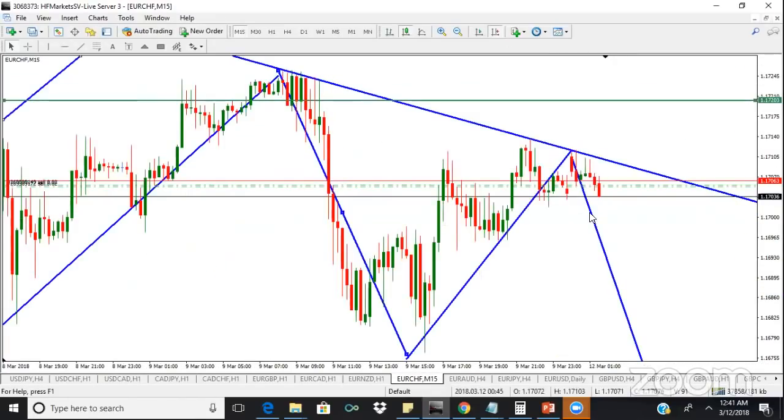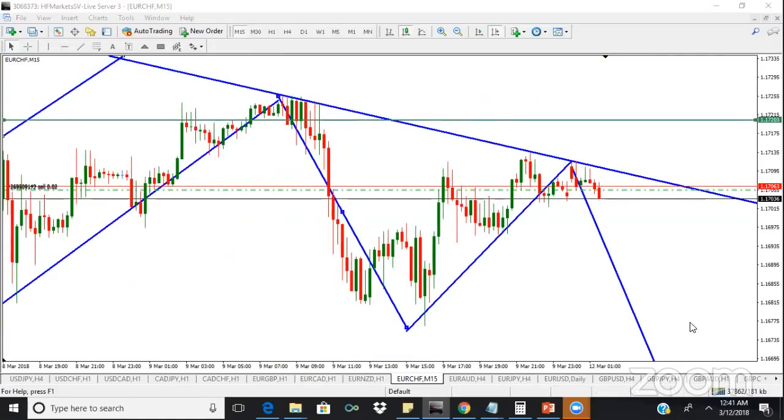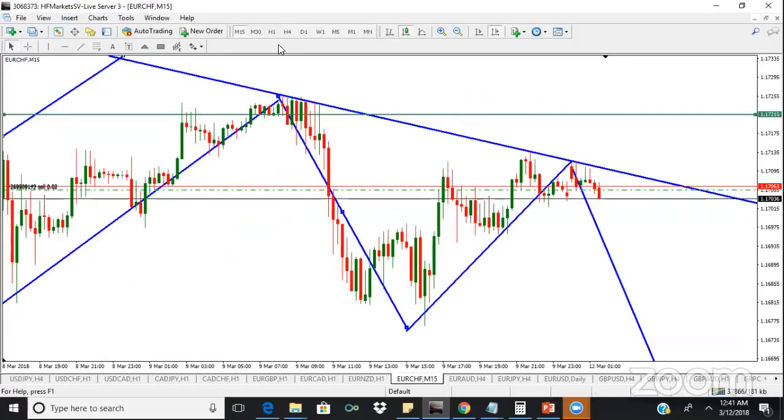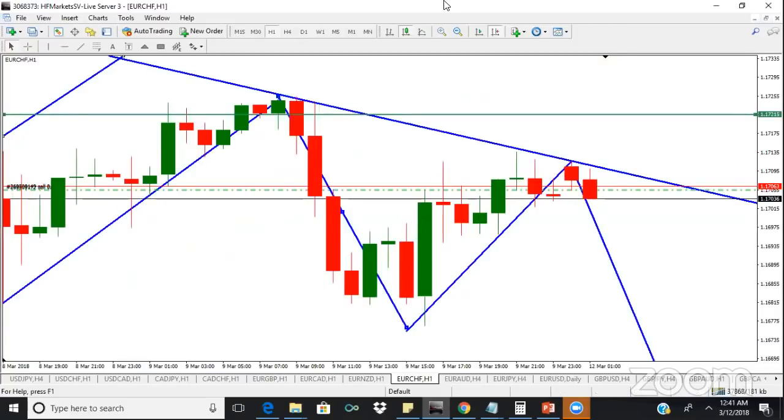You can see already, if you had entered. So let's see how this works out, okay? The correct TP is 1.1664. That's 40 pips.